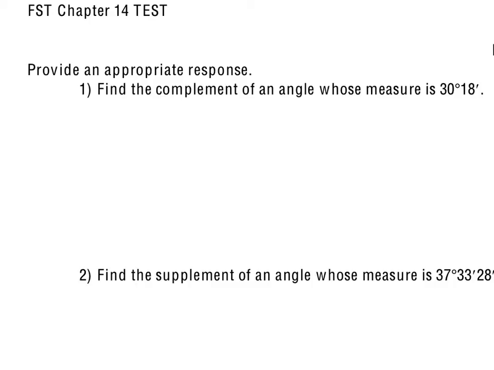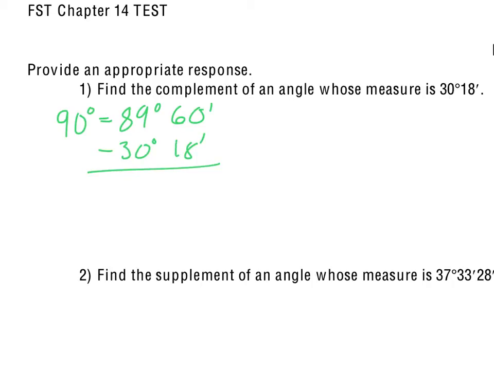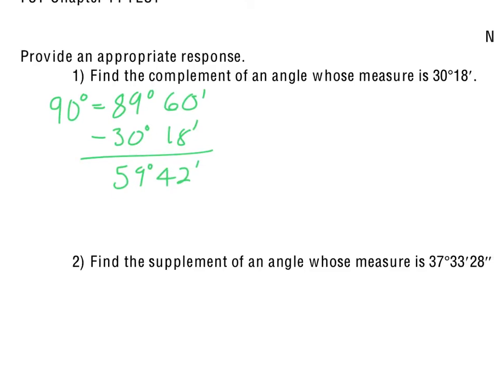Starting off with some angles, we need to find the complement to an angle. It has a measure of 30 degrees, 18 minutes. Again, the key here is to realize that 90 degrees is equal to 89 degrees and 60 minutes. So then we can subtract from that the 30 degrees and 18 minutes to come up with our complement, which would be a total of 59 degrees, 42 minutes. Again, the idea there, if we add that to the 30 degrees, 18 minutes, we get 90 degrees.